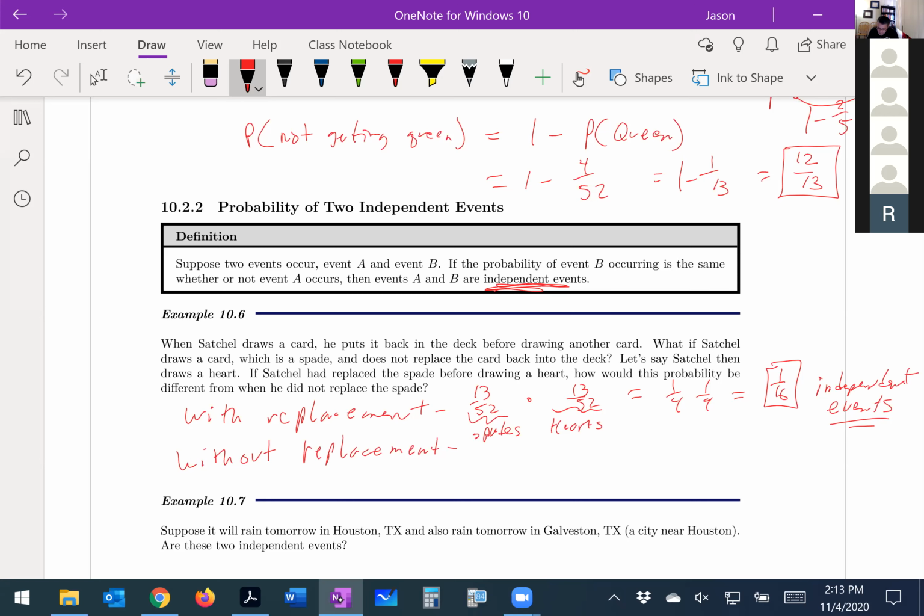What about without replacement? What happens if I don't replace? Well, for my first card, it's still the same, 13 out of 52. But now what happens? How many hearts are there? Well, there's still 13 hearts, but how many total cards are in the deck if I don't replace it? Yeah, thank you, Lainey.